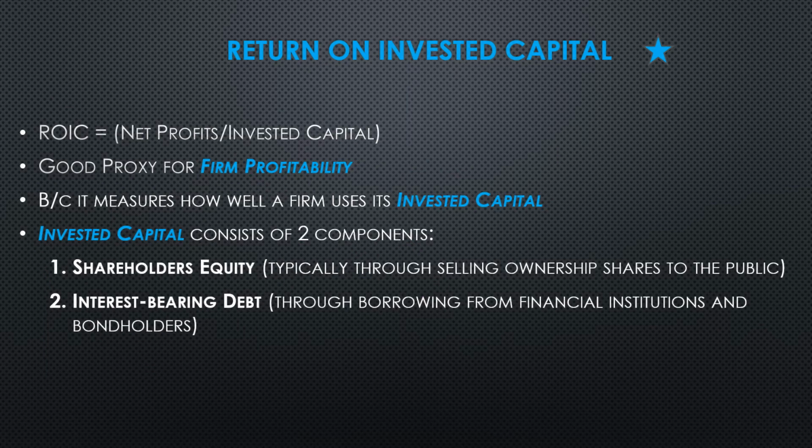The formula for return on invested capital is your net profits divided by the invested capital. This is a good proxy for firm profitability because it measures how well a firm uses the capital that is invested in it to generate profits. Invested capital consists of two components. One would be shareholders' equity, which is typically gained through selling ownership shares to the public. And then also interest-bearing debt, which a company can gain through borrowing from financial institutions as well as bondholders.